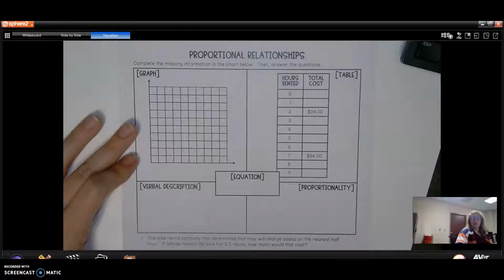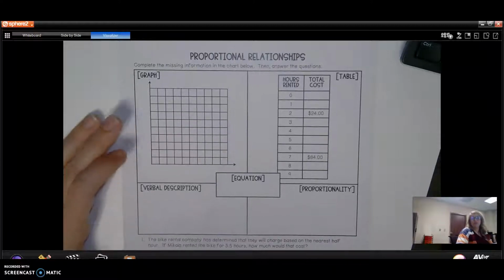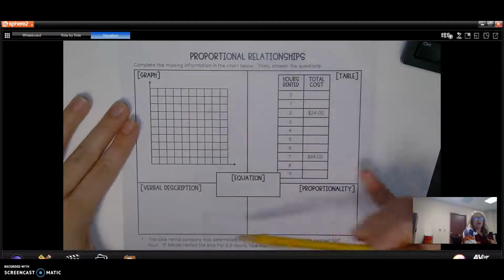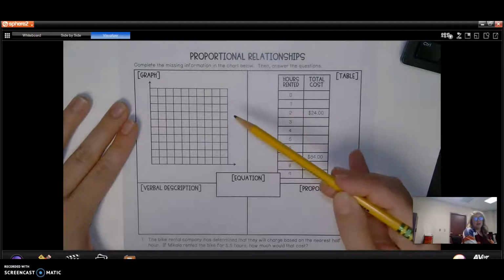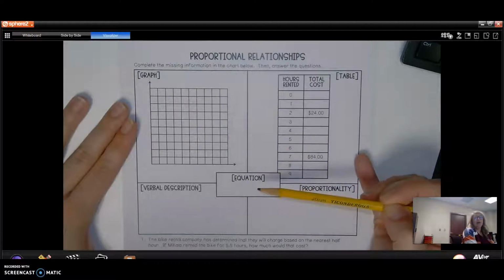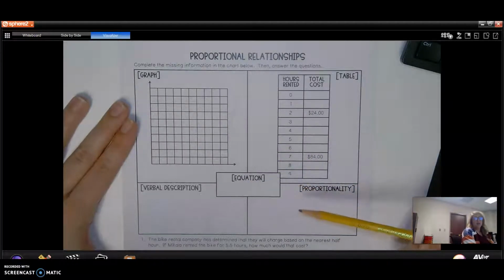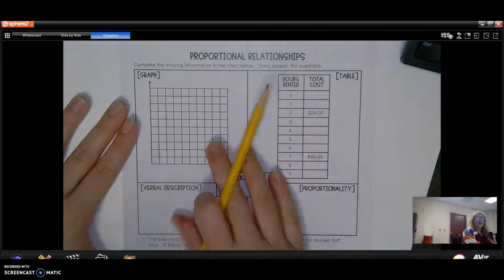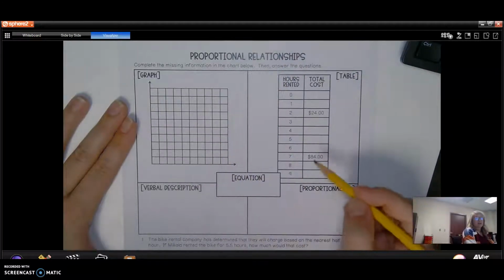Remember, it was your job to try to do slide 13 independently, and then you were going to come back here and check it with me. So again, we have our representations. We have a table, we have a graph, we have a verbal description, and we have an equation. And then we're going to try to determine if the relationship is proportional or not proportional, okay? So we're going to use the information that we have. The only information that we have right now is our table.